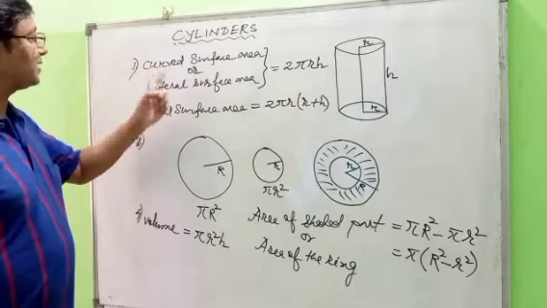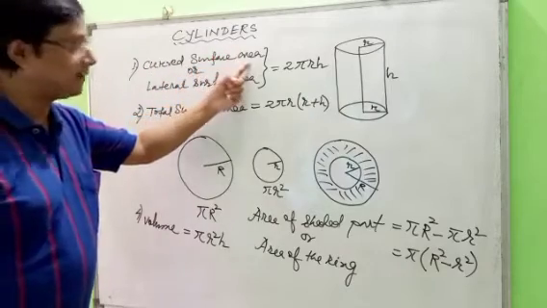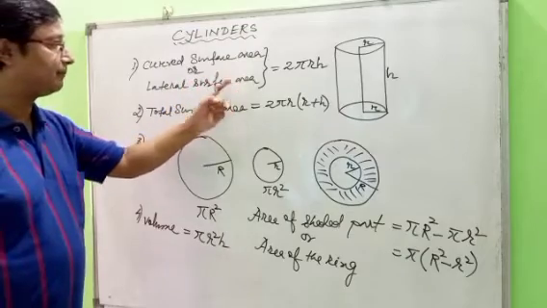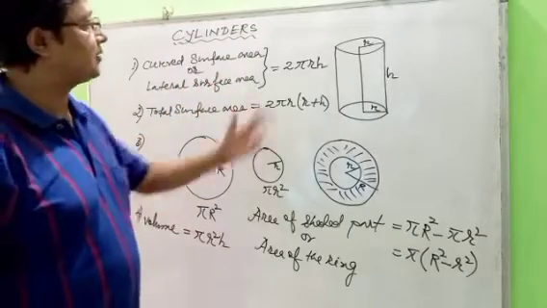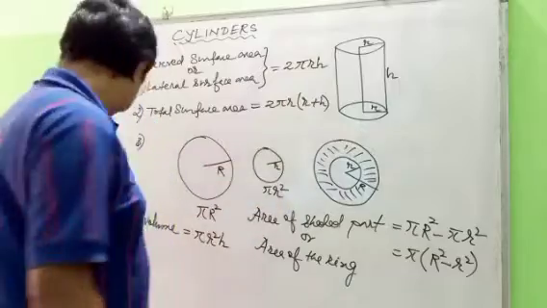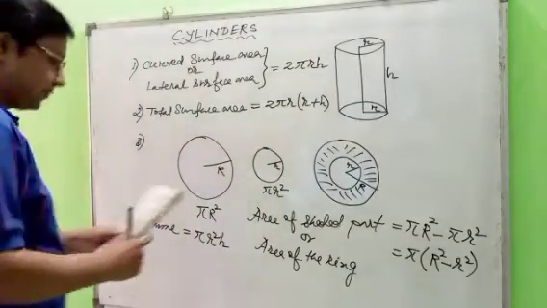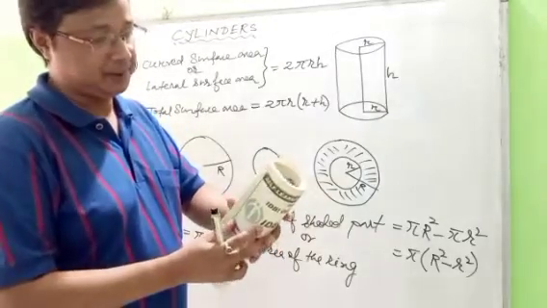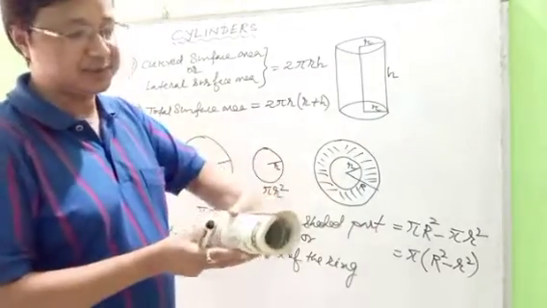The first one is the curved surface area, which is also called the lateral surface area. This is given by 2 pi r h. Supposing this is a cylinder, a hollow cylinder, which you have learned in class 8. So this one is hollow.